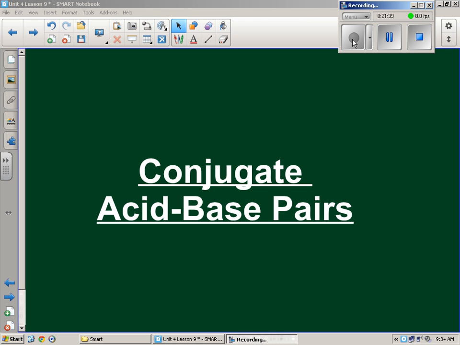Conjugate acid-base pairs. I already told you about this, actually. I said for every acid, there's a base that goes with it, basically. Conjugate acid-base pairs, all right?